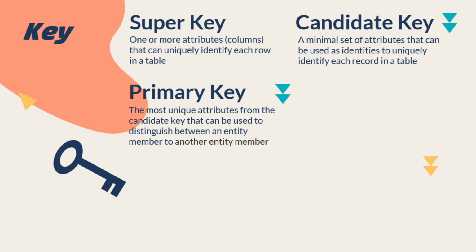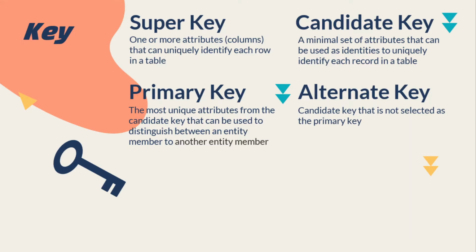Next is primary key. Primary key is the most unique attribute from the candidate keys that can be used to distinguish one entity member from another entity member. Then the alternate key. The alternate key is a candidate key that is not selected as the primary key.